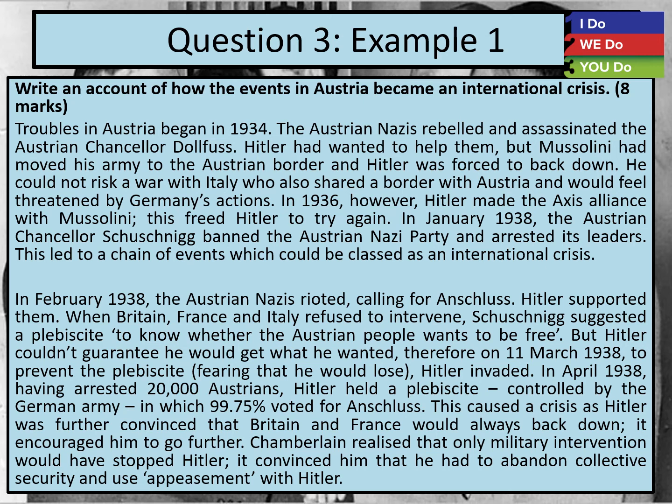So again, lots of use of dates, facts, and then relating it to international crisis at the end. This is the kind of thing you need to do. You don't need to know necessarily months, but if you can put a few dates in there, it will really help to strengthen your answer.